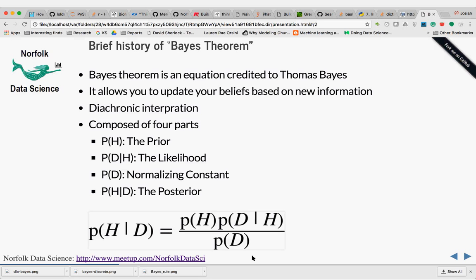The normalizing constant is an interesting one, and I'll talk about it, but it's not necessary if you're using classifiers in Bayes. For the theorem, it's the probability of the data under any hypothesis. And then the posterior is what we're computing: what's the probability of the hypothesis given the data that we've observed.